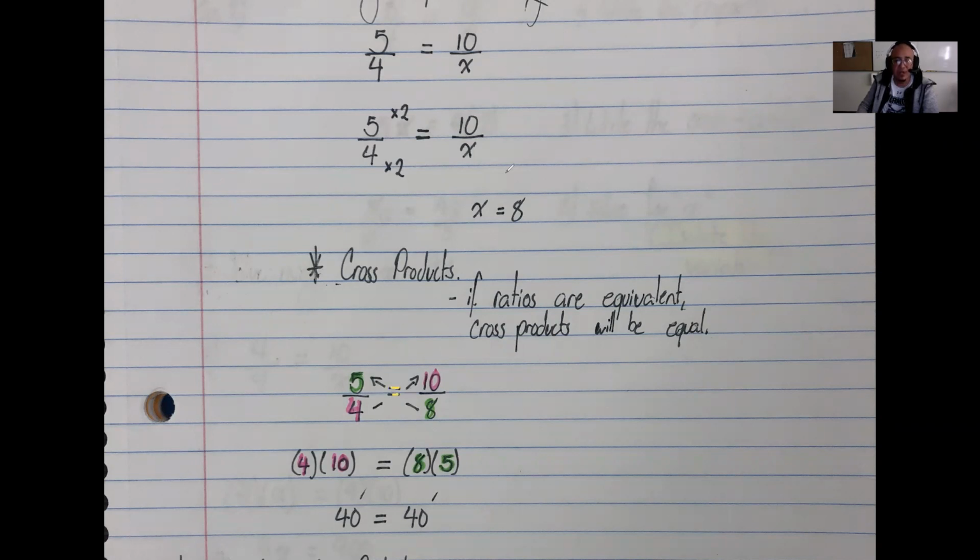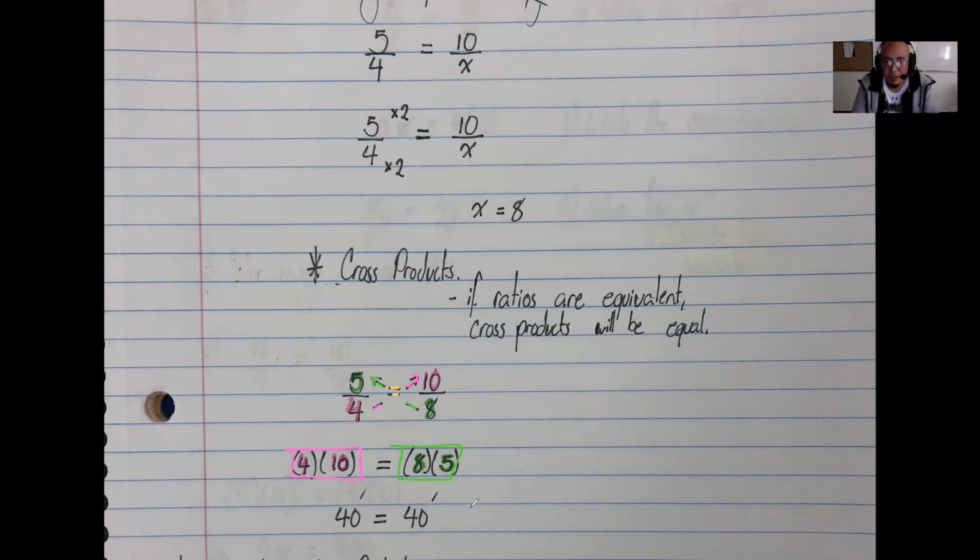And if indeed they are equal, that means that 8 times 5, the cross multiplication, which I have right here, will be equal to the other cross multiplication, which is 4 times 10. And indeed, these really are equal, as we see both of these, 4 times 10 and 8 times 5, are both equal to 40. So that is what a cross multiplication is.